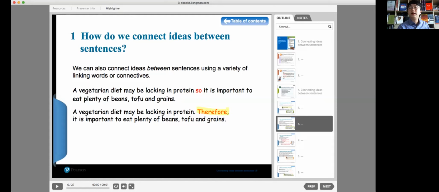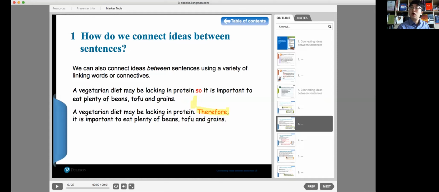Have a look at this example. Our vegetarian diet may be lacking in protein. Full stop. This is the end of the first sentence. And we have a connective, therefore, comma. It is important to eat plenty of beans, tofu, and grains. You can see that in this example, we are using therefore to connect two sentences, because I'm sure some of you know that therefore is also a connective which helps us link sentences together, describing a cause and effect relationship. Look at here. The cause and result are now presented in two separate sentences using therefore.